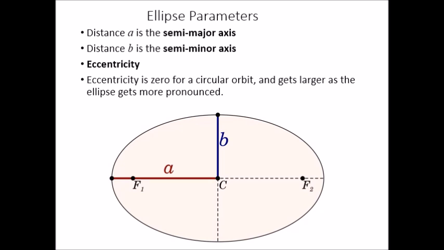Ellipse parameters are the semi-major axis A, and semi-minor axis B. Eccentricity.